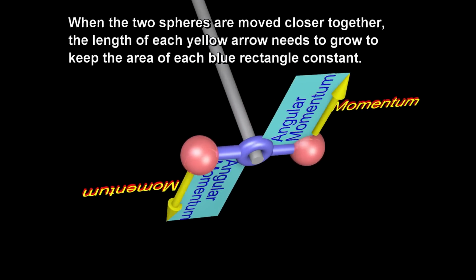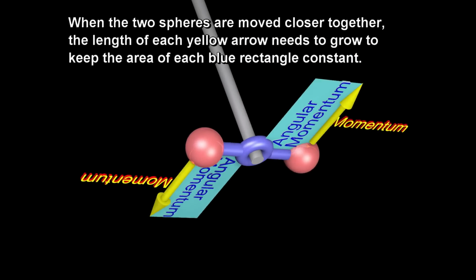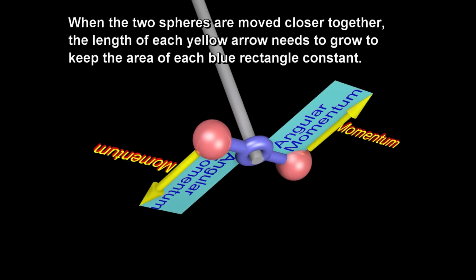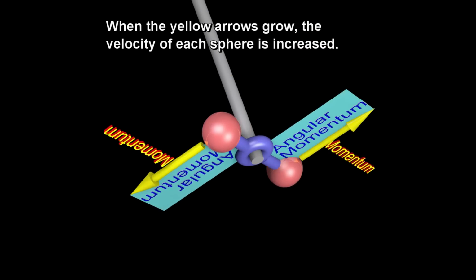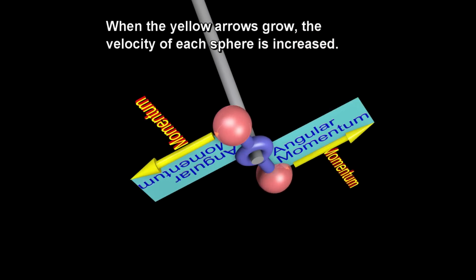When the two spheres are moved closer together, the length of each yellow arrow needs to grow to keep the area of each blue rectangle constant. When the yellow arrows grow, the velocity of each sphere is increased.